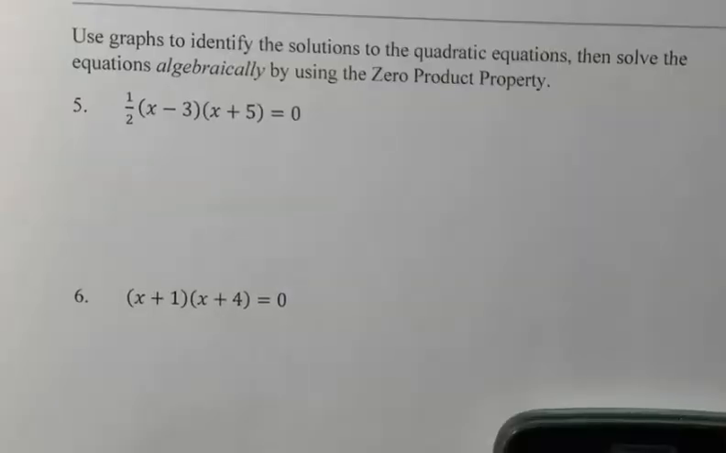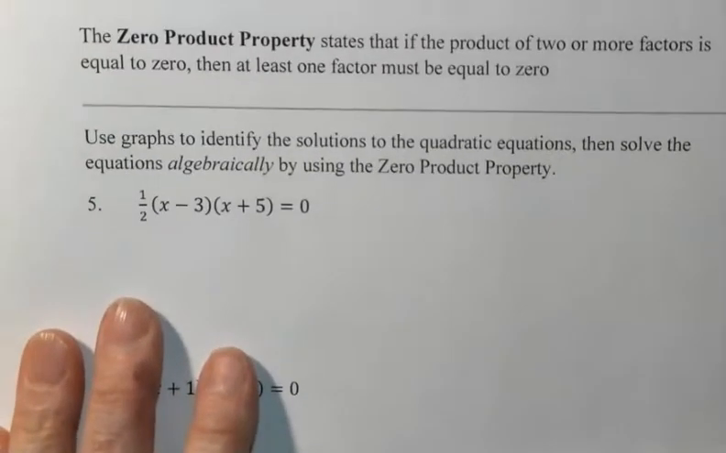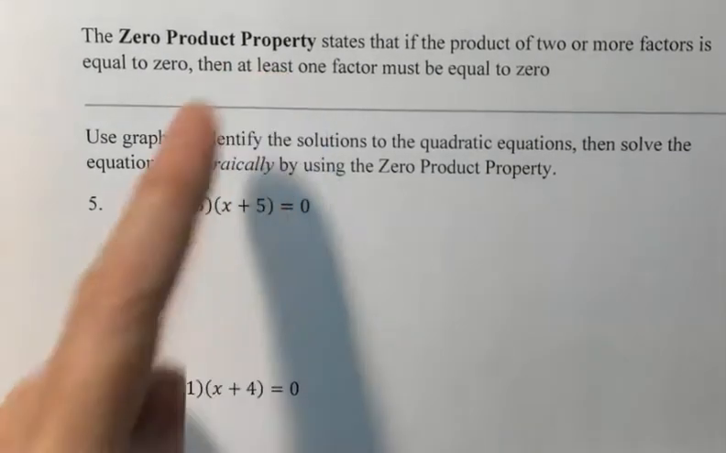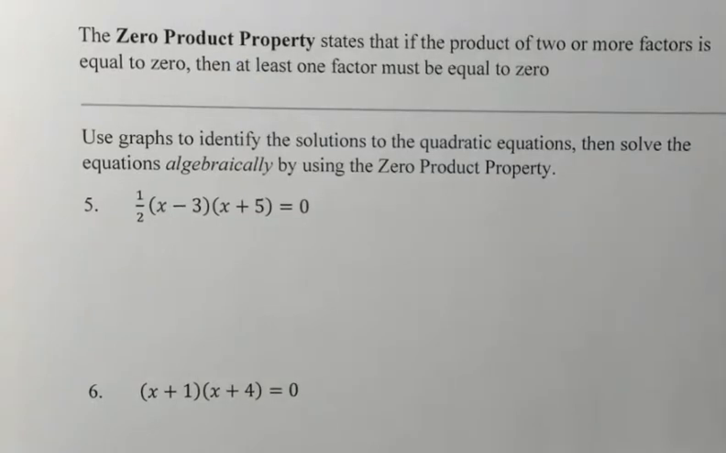Okay, for question 5, we will be using the zero product property. The zero product property states that if you have the product of 2 or more factors, then at least one of those factors must be equal to 0. Let's think of it this way. If I multiply 2 times 3 times 0, that 0 will make the product equal to 0. So that's kind of the idea behind the next 4 problems.